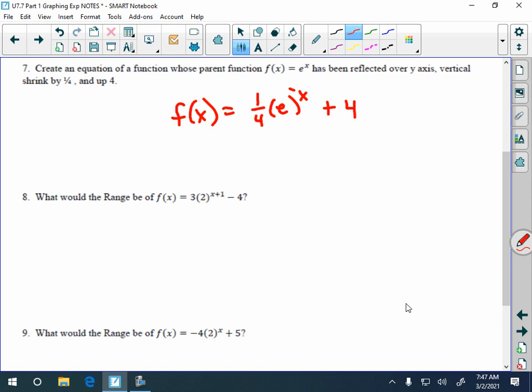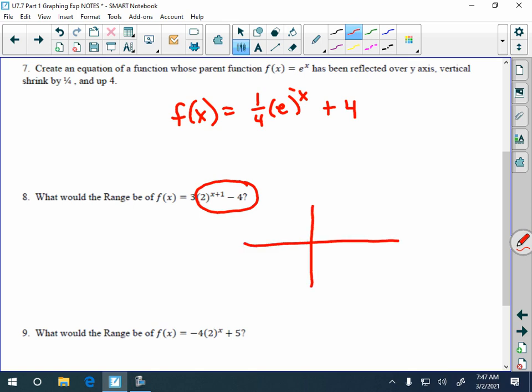All right, 8. What would the range be given this equation, the range? So in these kind of problems, the best thing to do is kind of just do a quick sketch of the graph. You really only need, like this part right here, that 3, that's just going to stretch it and shrink it, but it's not going to affect the range. It's just going to make it more narrow of a graph, that's all.